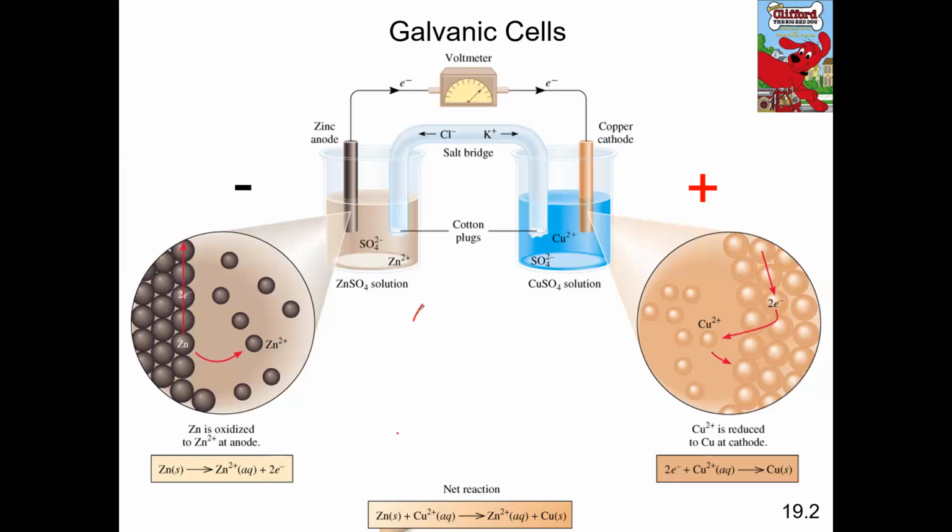it maintains the electrical neutrality of the solutions. Please write this down. I'm writing the function of the salt bridge. It maintains the electrical neutrality of the solutions. It helps in neutralizing the solutions. Otherwise, solutions will become charged. This will become positively charged, this will become negatively charged, and once they are charged, the reaction will stop.